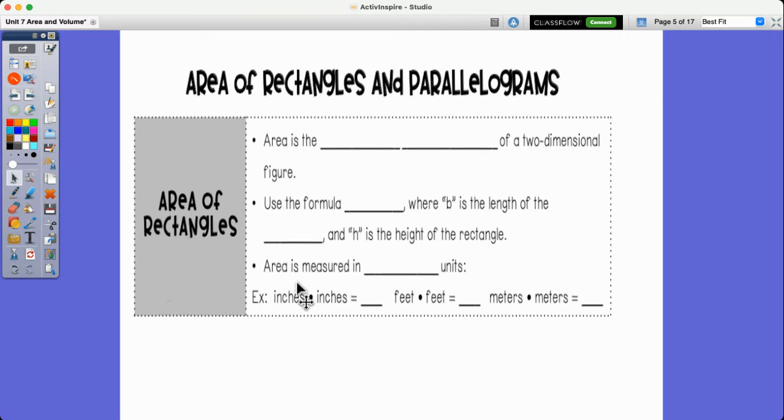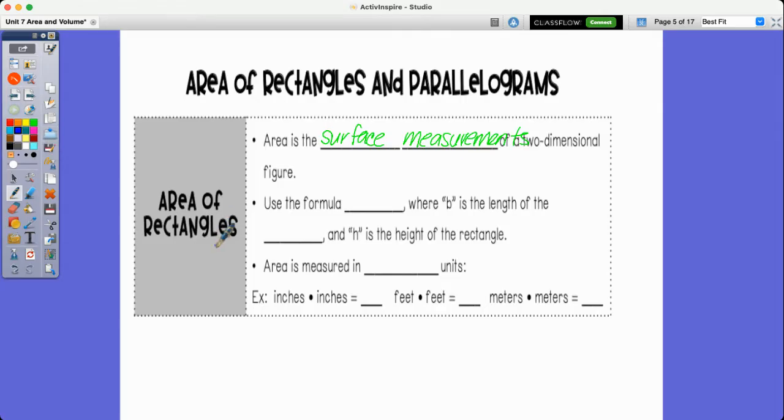Okay, so I'm not on pen. Okay, area is the surface measurement of a two-dimensional figure. Surface measurements of a two-dimensional figure.